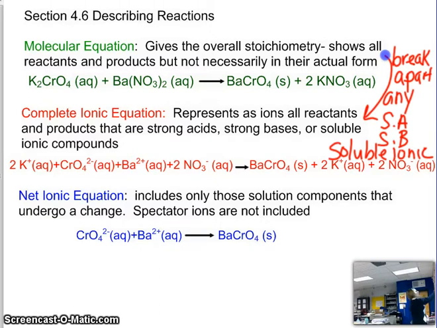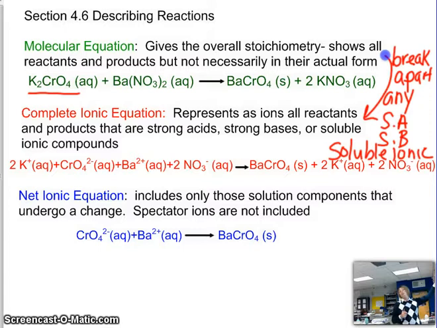So notice that this is aqueous. It's a group 1. It has potassium in it, which is a group 1. All compounds that have group 1 elements are soluble. So you would break this down into potassium ions and chromate ions. Since there's 2 potassium ions, you get a coefficient of 2 here. Notice, since you're breaking these down into ions, they must have the charges. So since this is a soluble ionic compound, we break it down into the ions that compose it.